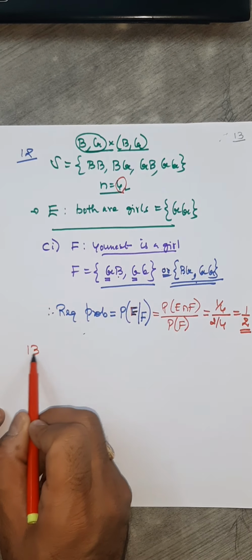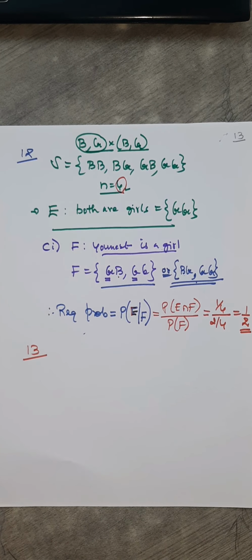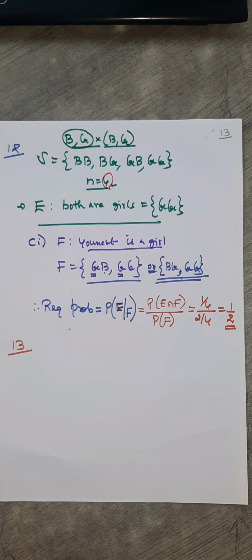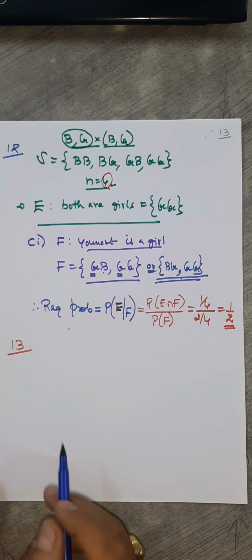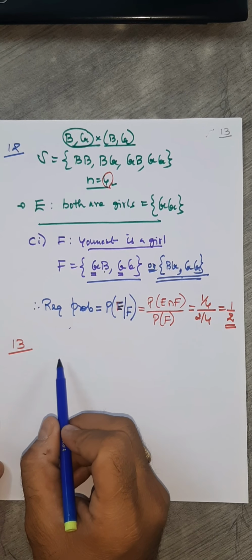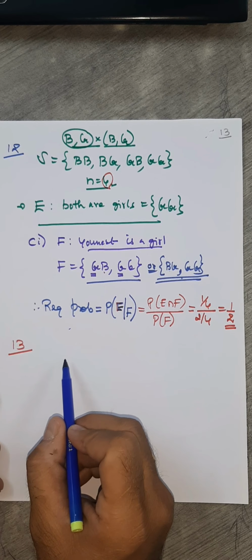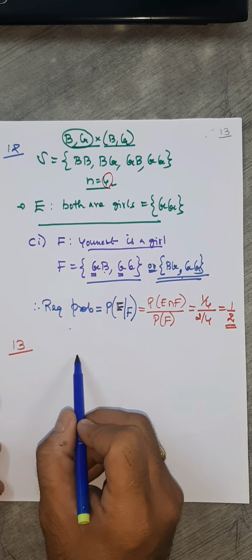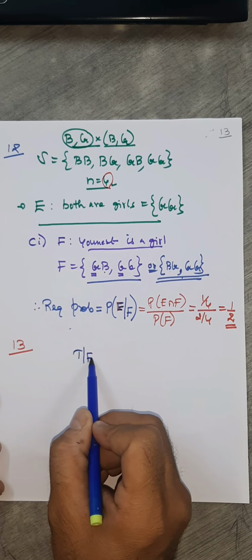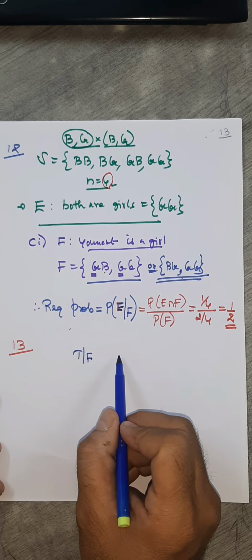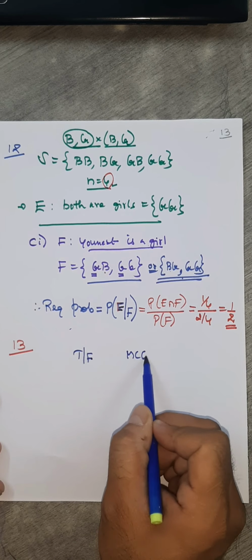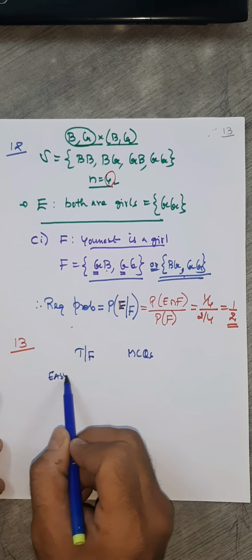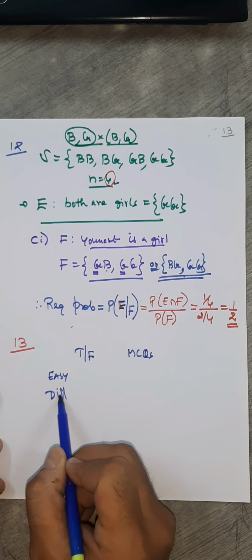I'll go to question number 13. Question number 13, I'll express the given information in the form of a table. So we have two types of questions. One is true false and the other one is MCQs. In true false we have easy and difficult.